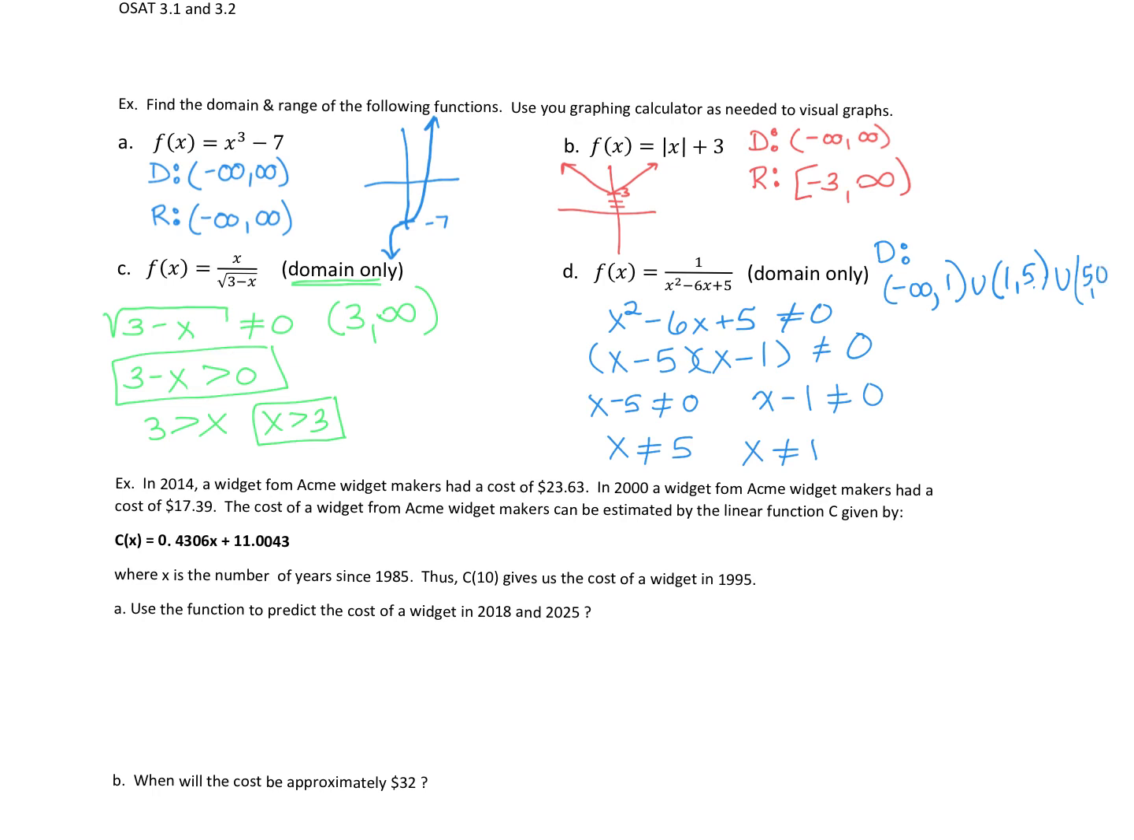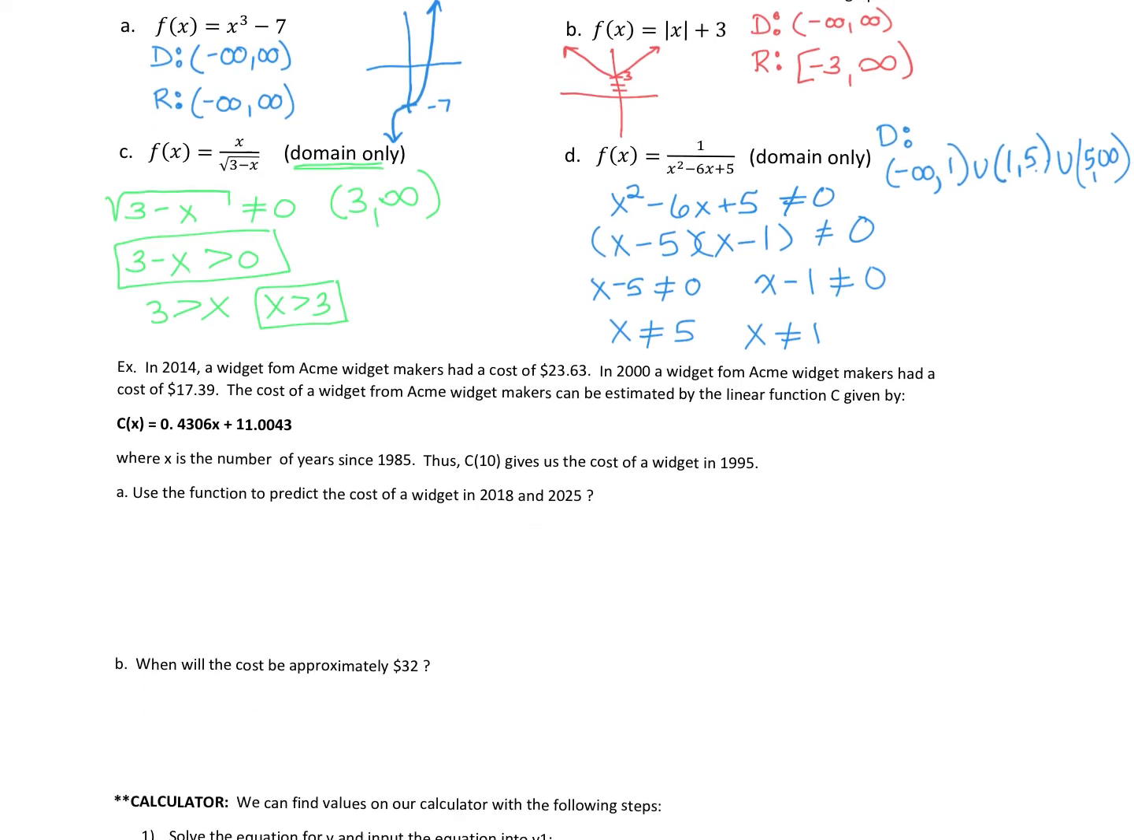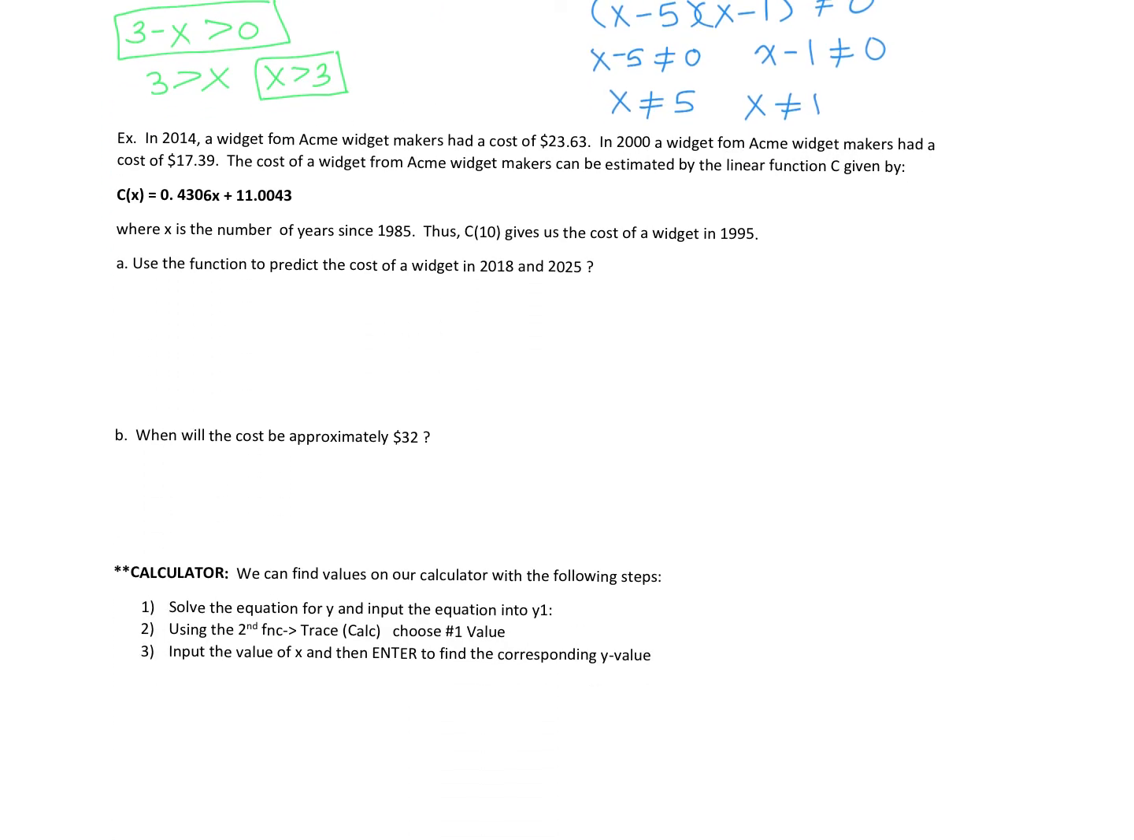5 to infinity. Let's take a quick look at an application problem and see if we can use function notation and think about the domain and the range of this function. In 2014, a widget from Acme Widget Makers had a cost of $23.63. In 2000, a widget from Acme Widget Makers had a cost of $17.39. The cost of a widget from Acme Widget Makers can be estimated by the linear function c given here.